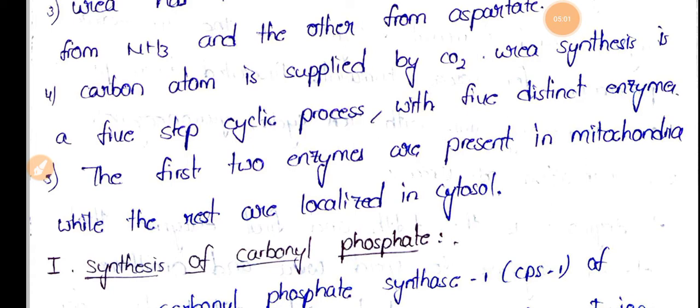If you see the urea cycle, it majorly contains 5 steps, and this is a cyclic metabolic pathway. Glycolysis is a linear metabolic pathway, whereas the Krebs cycle is a cyclic process. In the same manner, the urea cycle is also a cyclic process. It contains 5 metabolic reactions carried out by 5 enzymes. The first 2 enzymes are present in mitochondria and the remaining 3 enzymes are present in cytosol.